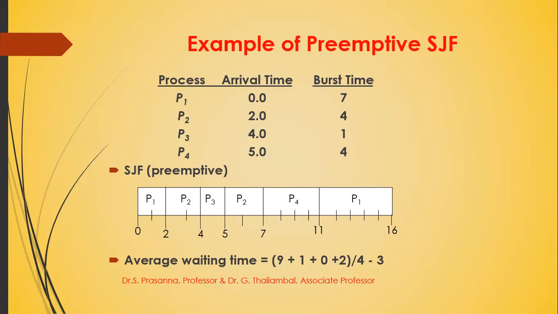It completes its execution, but it starts its execution for the second time at 5. So 5 minus 4 is going to be 1. And what is P3? P3 came by the 4th millisecond, and it started its execution at the 4th millisecond itself. Therefore, P3 doesn't wait, so it's 0.